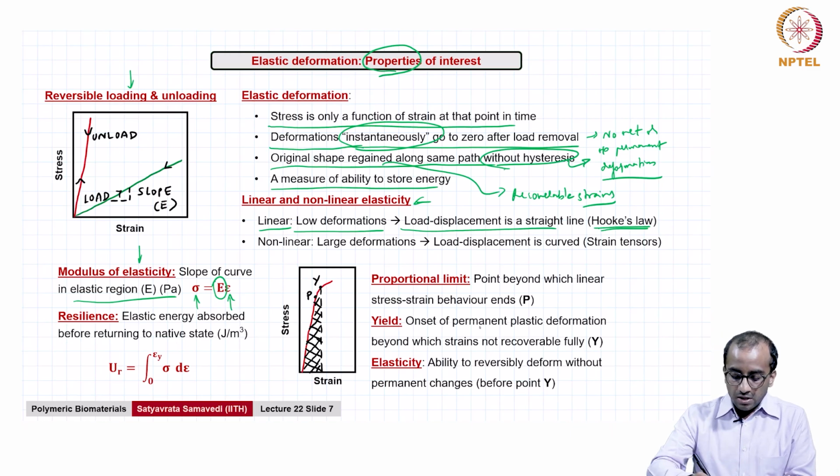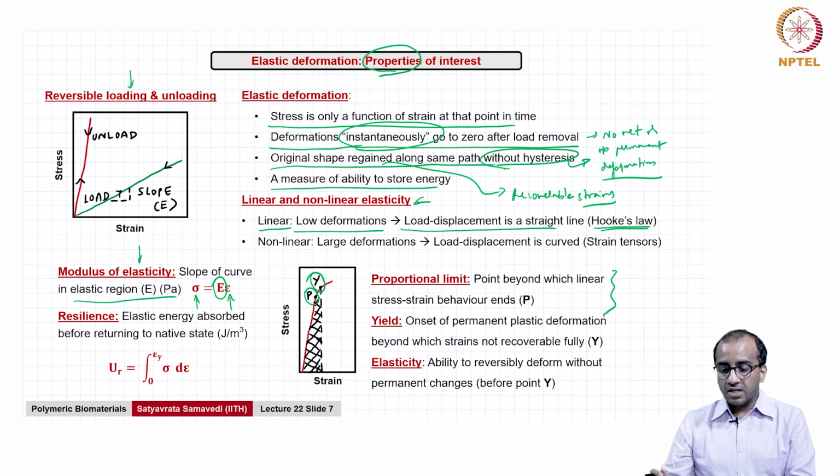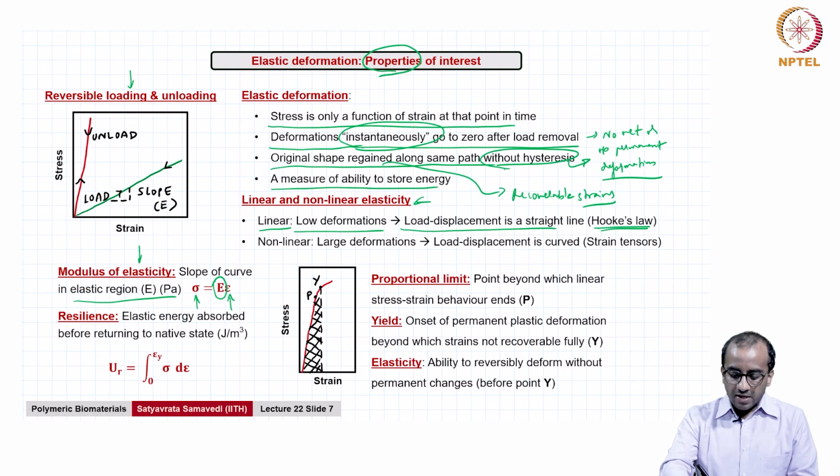So, now again we are looking at stress strain relationships, and we have defined 2 points here in the stress strain curve. We are still in the elastic region, but we have defined 2 points. One is the point P, which is called the proportional limit. It is the point beyond which the linear stress strain behavior ends. So, this is an example where you see that beyond this point the stress strain behavior being linear ends. After that, it starts to become non-linear.